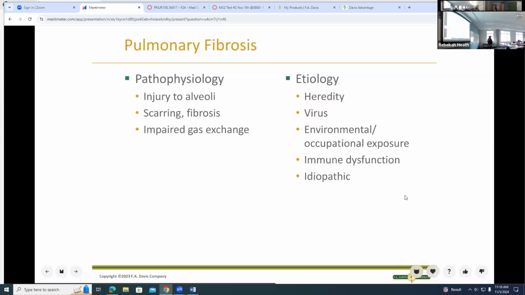Pulmonary fibrosis. So moving to a different topic, this is another restrictive disorder. This is where you get injury to the alveoli and scarring. Normally the alveoli are those little sacs at the end of all of your lungs. Those sacs expand and contract, and that's where we pick up oxygen and send it out to our bloodstream. Because of the scarring, they don't expand and contract like they normally would. They can't fill like they should, and so they're not able to exchange oxygen.